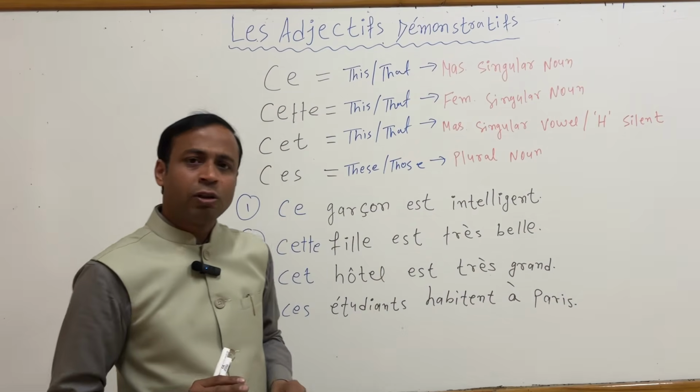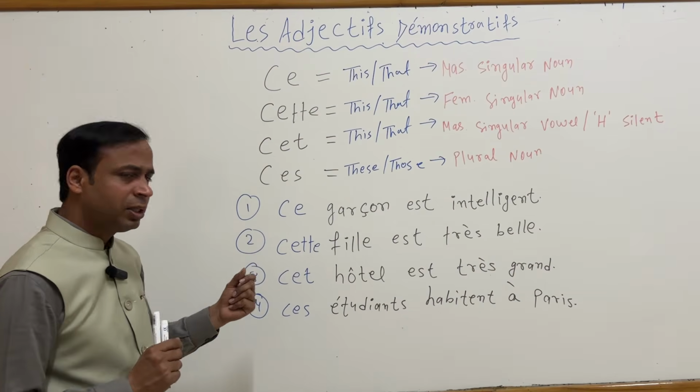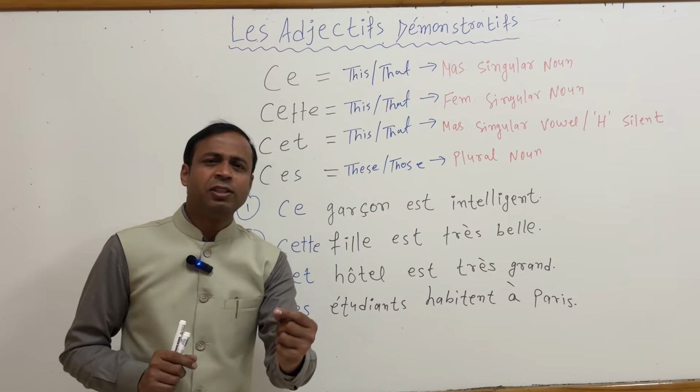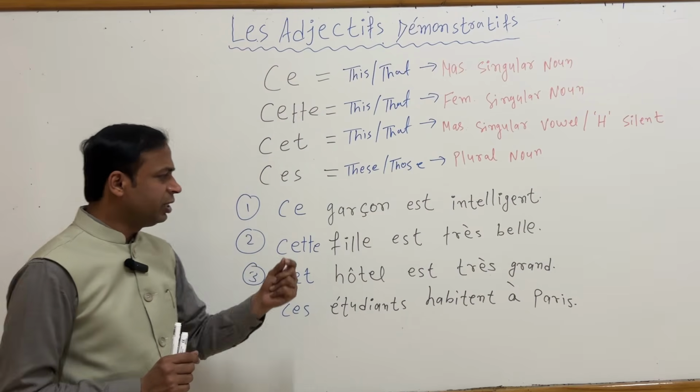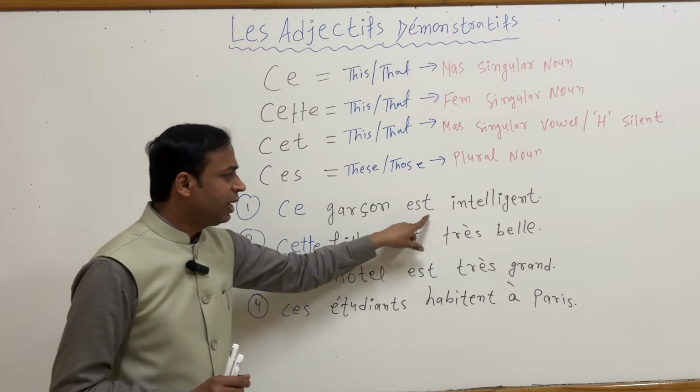Now I have explained all the rules. Now let me give you some examples. I have written here 4 examples. These examples are very easy to understand demonstrative adjectives. You see the examples. Ce garçon, example number 1. Ce garçon est intelligent.